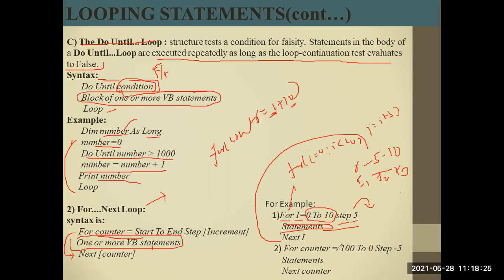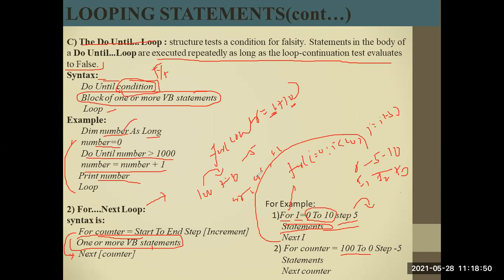Similarly, we can decrement also. The counter value can decrement. In this example, for counter equal to 100 to 0, I'm starting from 100 down to 0. Now I will decrement by minus 5. Next time it will be 95, then 90, 85, and so on. Again, we have to write next counter to go to the next instructions.